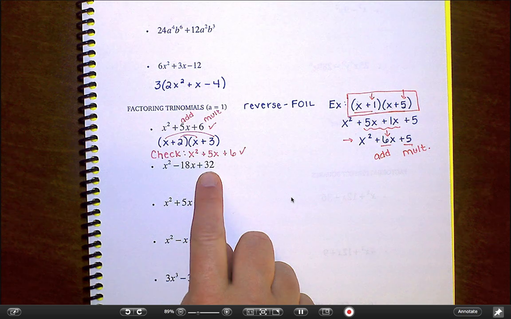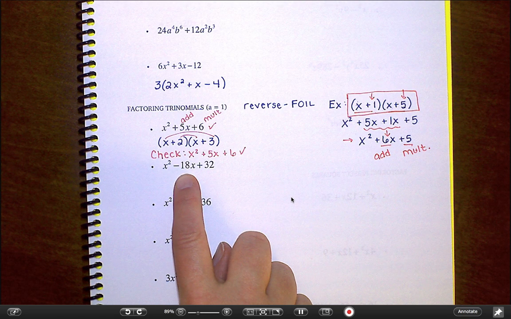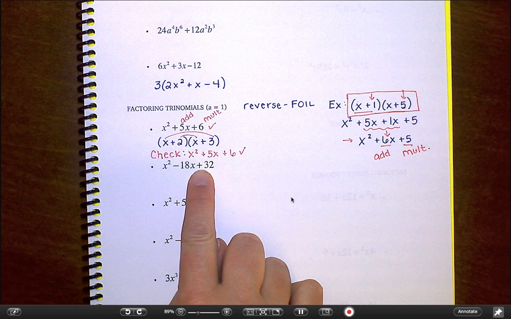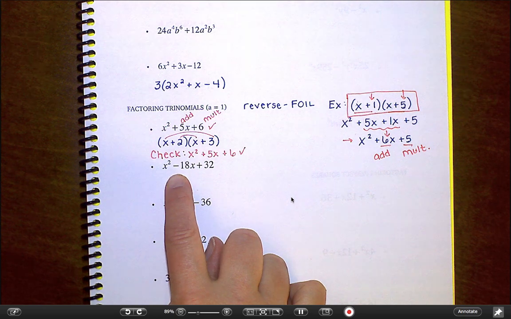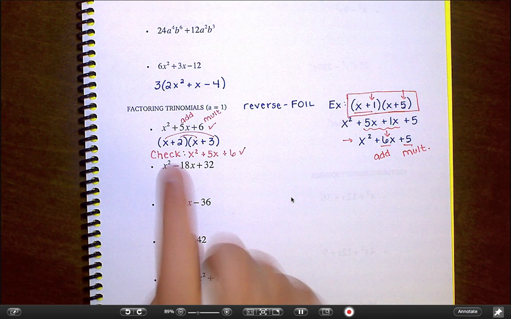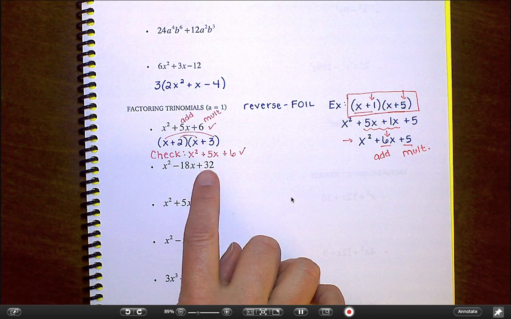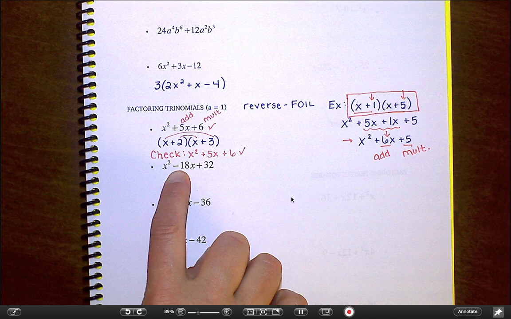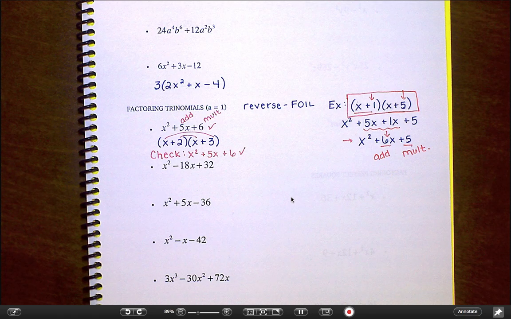This time I want to multiply to make 32 and somehow add to make negative 18. So before we dive into the numbers, let's think about how do we multiply and get a positive number, but add and get a negative number? If we were in class, I would make you actually answer me, but I hope that you're thinking two negatives, because if I have two negatives, when I multiply them, they become positive, but when I add them, they stay negative. So my two numbers in my parentheses are going to be both negative.